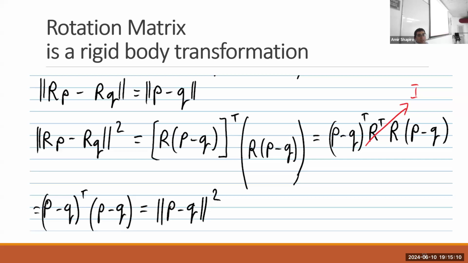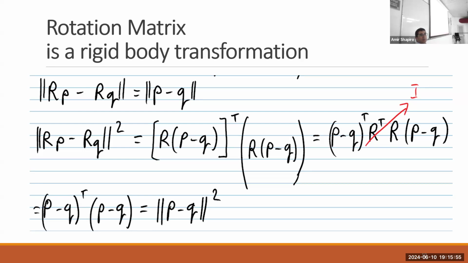A rotation matrix is a rigid body transformation. And so RP minus RQ is the vector between P and Q after the transformation, and P minus Q is the vector between P and Q before the transformation. The distance between P and Q is like this: RP minus RQ squared is R(P minus Q) if we take the R outside of the parenthesis.